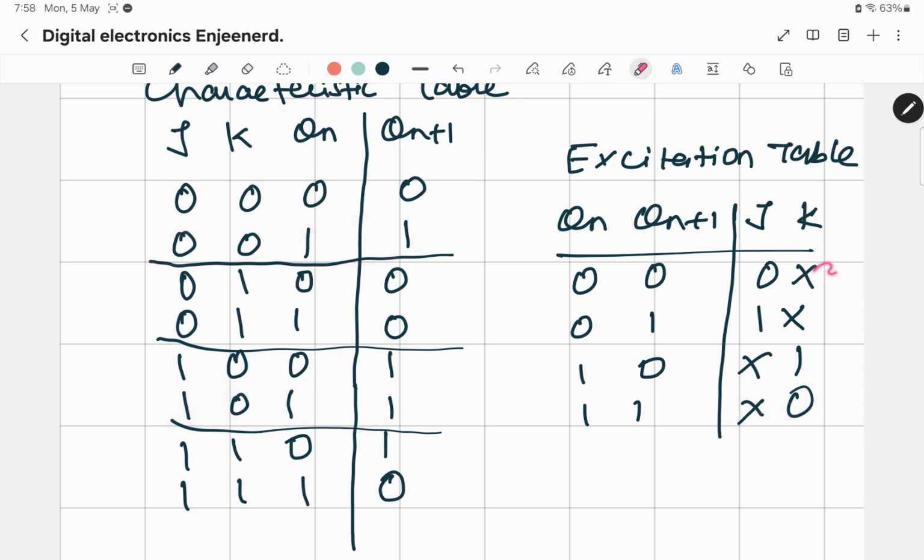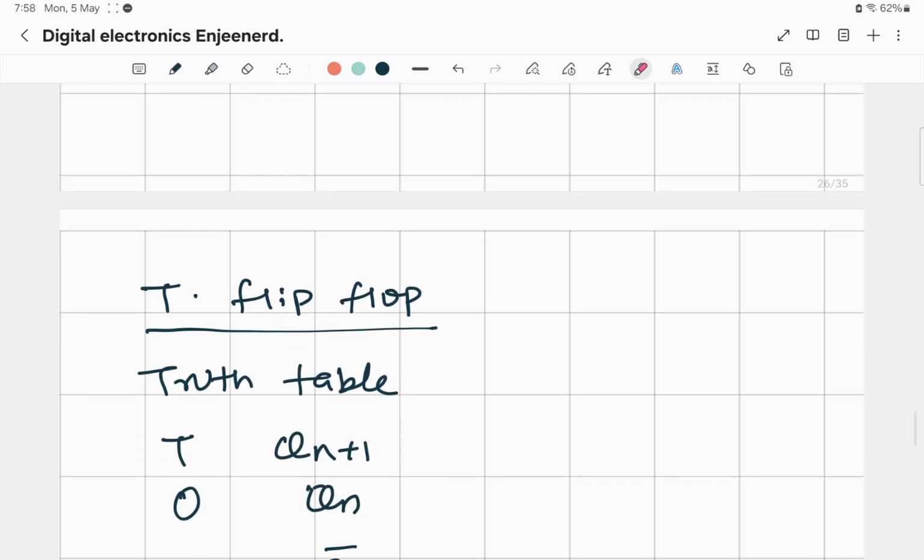So how do you remember this? Diagonally remember X. Now there are two X's diagonally, and you have 0, 1, 1, 0. This is the best possible way to remember the excitation table. Let's now move on to the last two flip-flops.